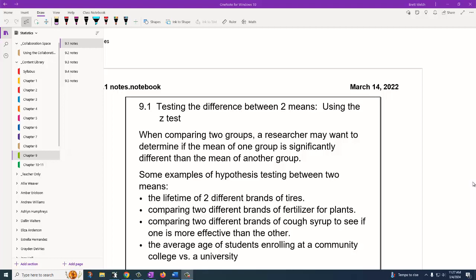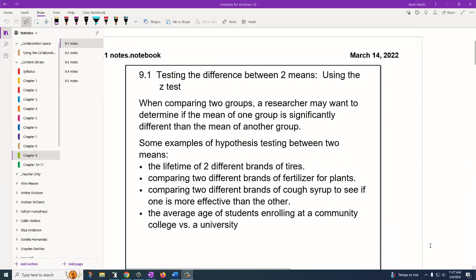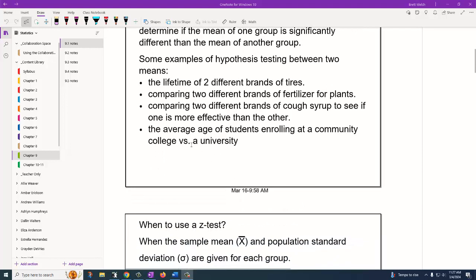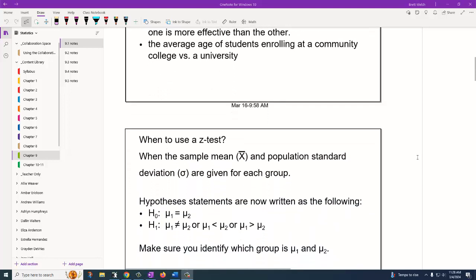evidence. When we compare two groups, researchers often want to determine if the mean of one group is significantly different than the mean of another group. Some examples: the lifetime of two brands of tires, the lifetime of two batteries, the lifetime of two different brands of something. Whenever we want to compare different brands or different varieties of something and see if there is a statistically significant difference between one and the other. Things like the average age of college students enrolling in community college versus a university.